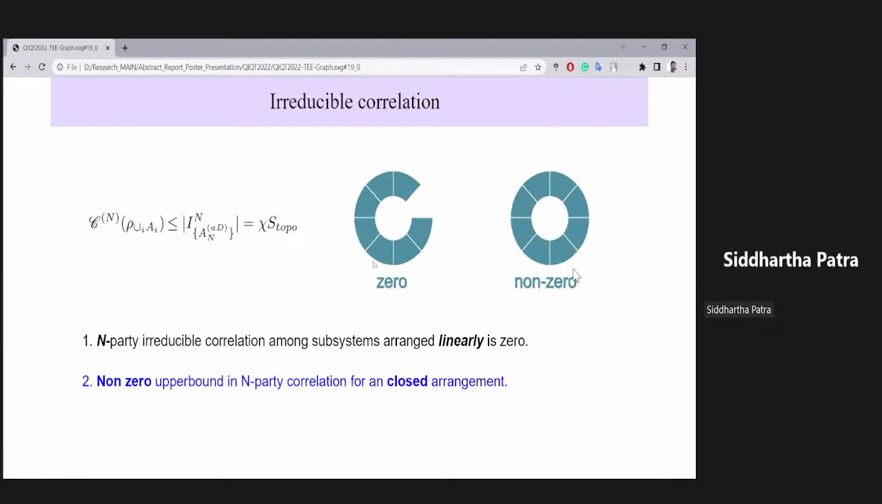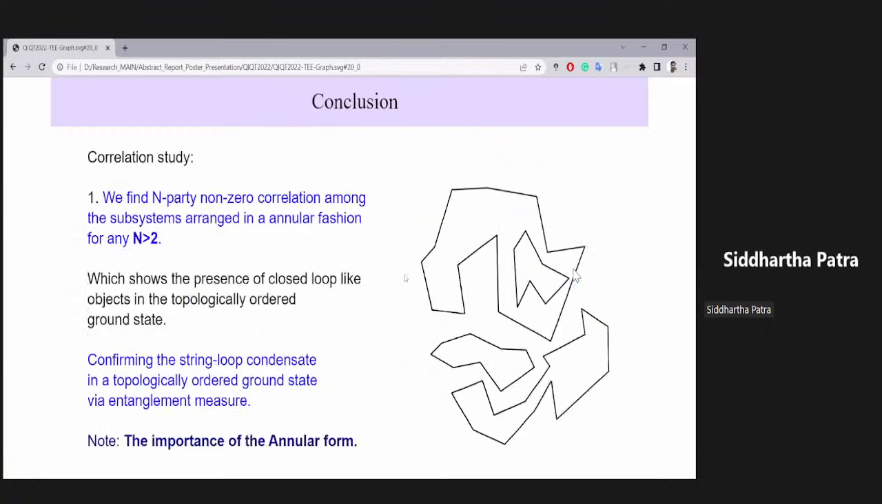Now, we have already shown that for an open arrangement, the multiparty information vanishes. That means the upper bound vanishes, so the irreducible correlation is also zero for such open arrangement, which shows the importance of closed loop-like objects. Thus, we conclude my results.